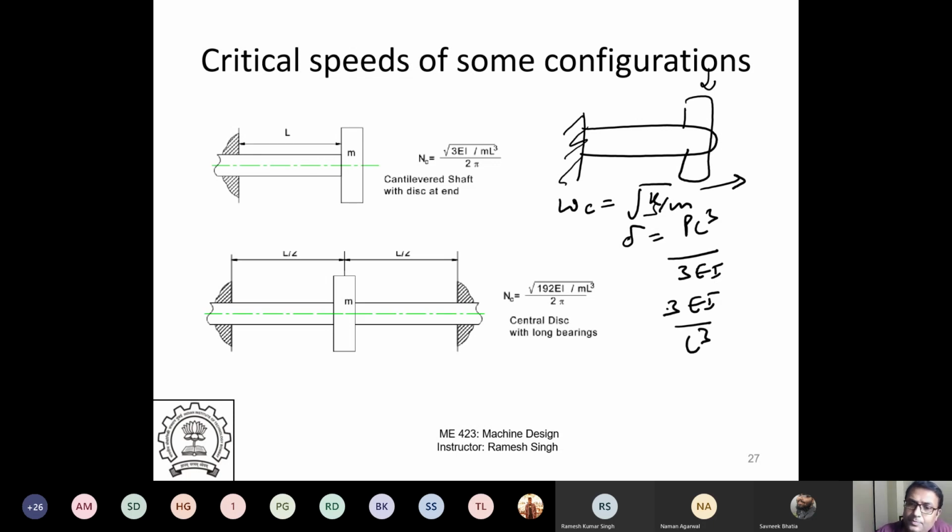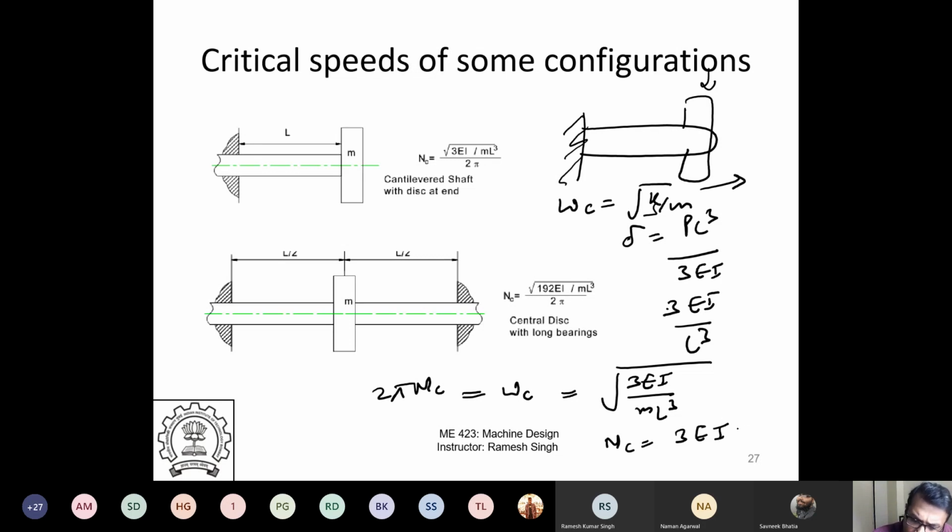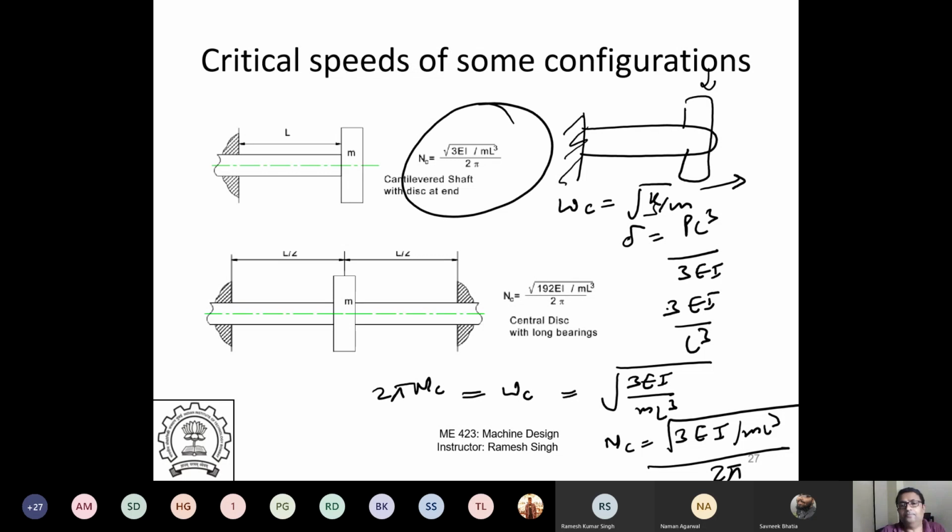So if I know k, and I know the point mass, I can say root of 3EI over ML cube should be my natural frequency, omega c, and omega is equal to 2 pi Nc. So Nc will be equal to root of 3EI by ML cube, divided by 2 pi. This is what you get.